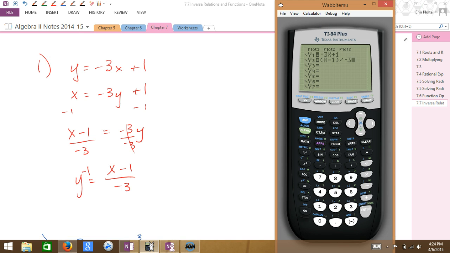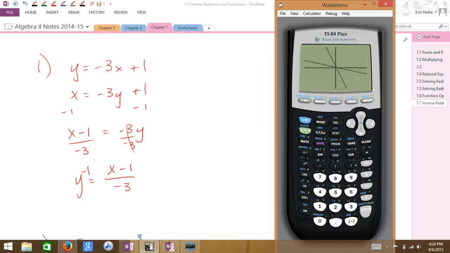Sorry about that. We had some technical difficulties, but I think we're back and running. I want to hit zoom 6. That just gives me a standard 10 by 10 window. The first one was the original, and the second one was the inverse. Can you tell what's happening with this inverse?